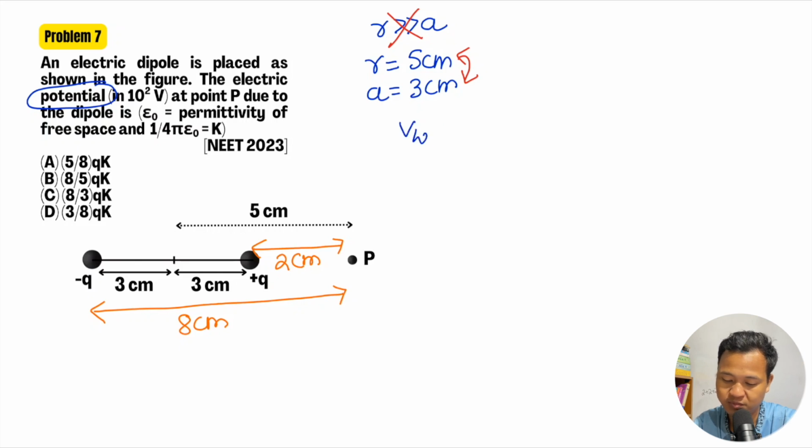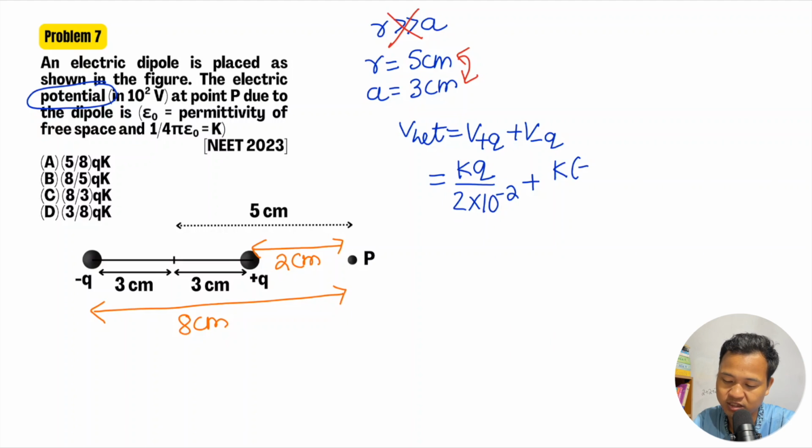So net potential at P will be given by V due to plus Q plus V due to minus Q. Potential is a scalar, there is no direction, so directly add them. Using the formula KQ by R for a point charge: K into Q divided by 2 into 10 power minus 2, plus K into minus Q divided by 8 into 10 power minus 2.